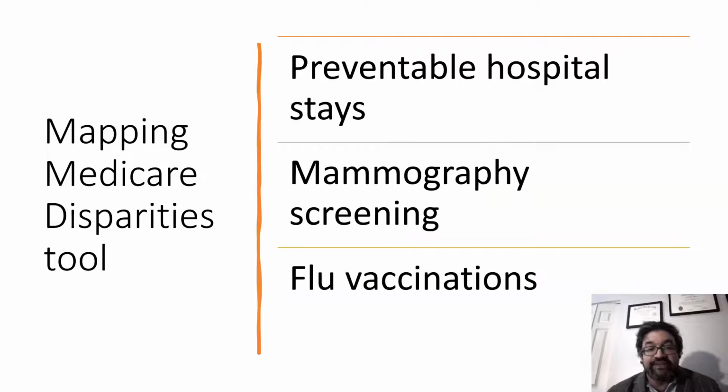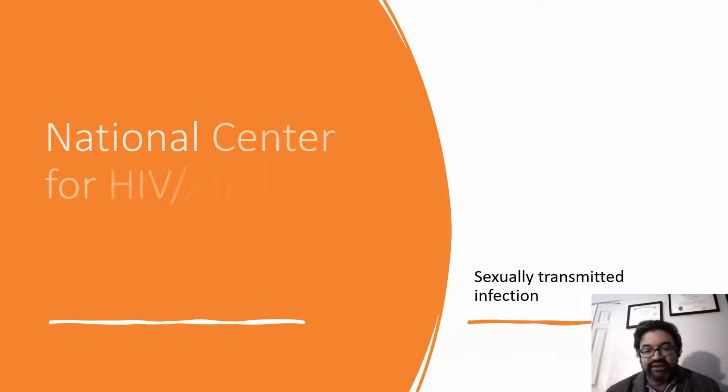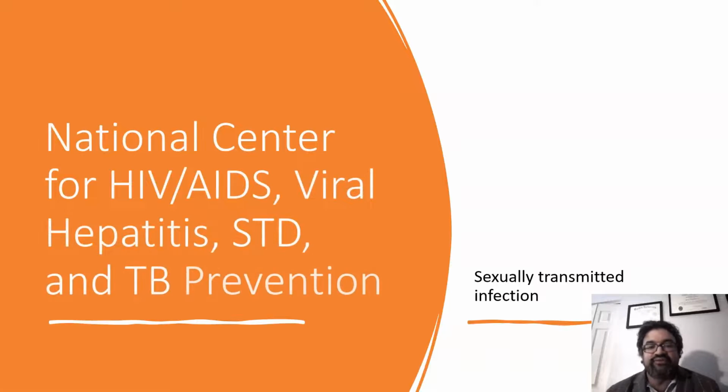And then mapping Medicare disparities tools, there are actually 3 important variables. One has to do with breast cancer, one has to do with flu. So preventable hospital stays, mammography screening, and flu vaccinations. These are the 3. And then the National Center for HIV/AIDS, viral hepatitis, STD, and TB prevention, sexually transmitted infections.